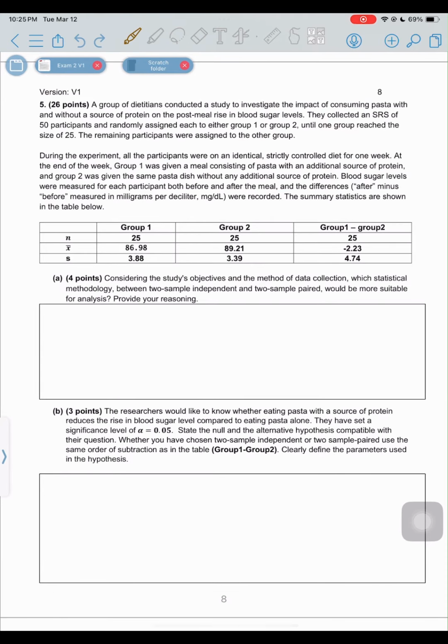Number 5. A group of dietitians conducted a study to investigate the impact of consuming pasta with and without a source of protein, and they collected an SRS of 50 participants and randomly assigned either to group 1 or 2 until one group reached the size of 25. During the experiment, all the participants were on an identical, strictly controlled diet for 1 week. At the end of the week, Group 1 was given a meal consisting of pasta with additional source of protein, and Group 2 was given the same dish without any protein. Blood sugar levels were measured for each participant both before and after, and the differences were recorded. The summary statistics are below.